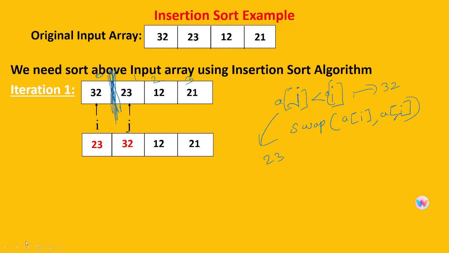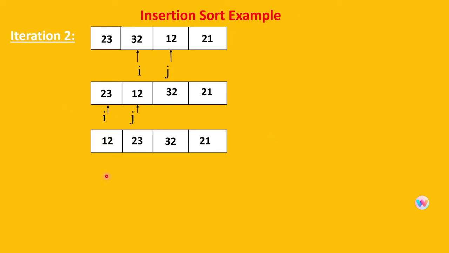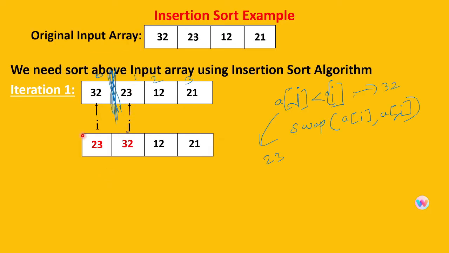So 23 came to 32's place and 32 went to 23's place. This is the end of iteration 1. Now in iteration 2, we have to increment i by 1 and j also by 1.